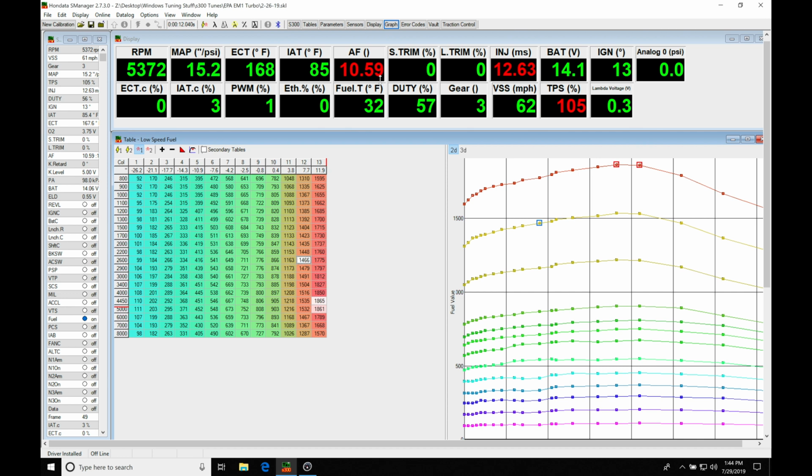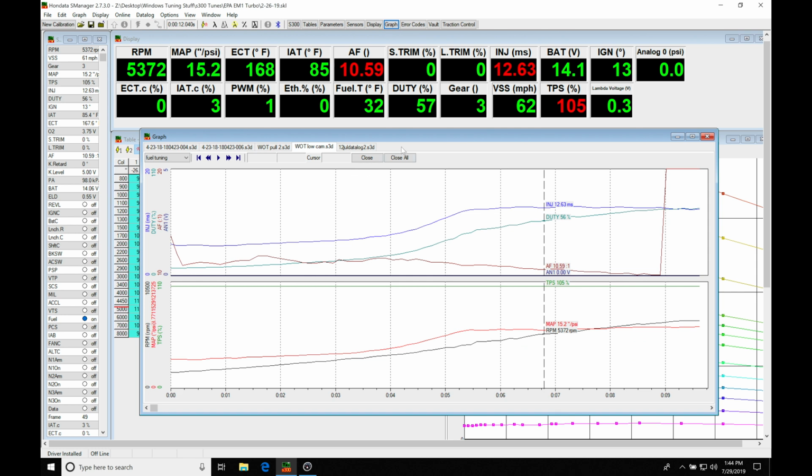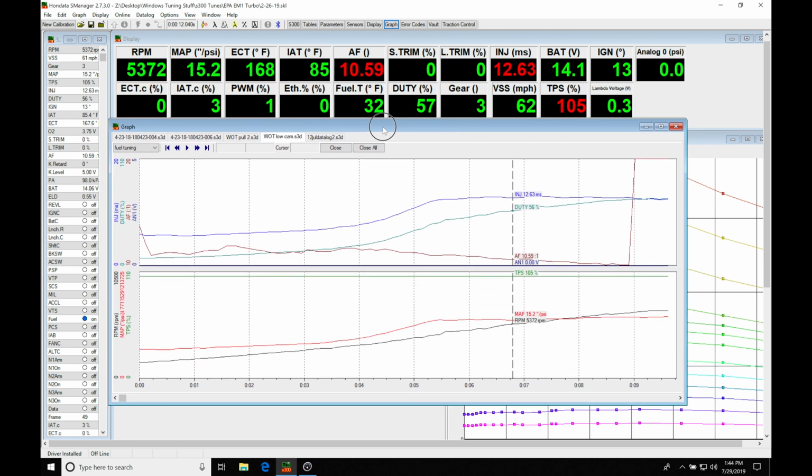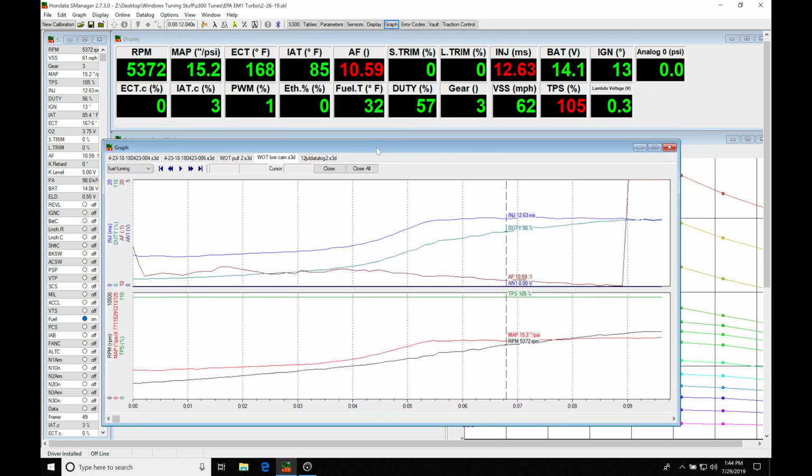So if you go up in here to the graph, I actually have some data logs already loaded into my software. Let's take a look at the low and high cam pulls first and be able to determine the VTEC engagement point, because that's going to be really useful regardless of whether you're force induction or naturally aspirated. It's always something that can be a little bit confusing.